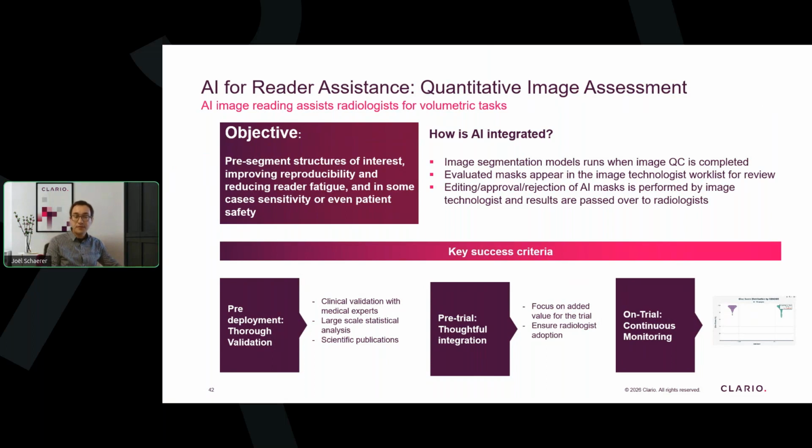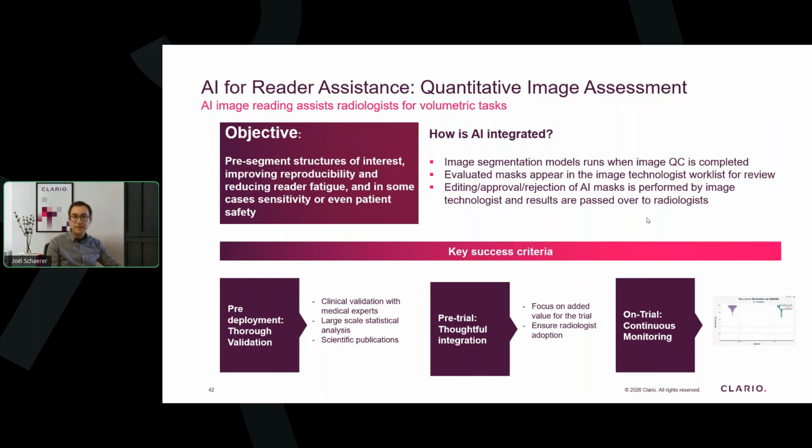However, if we want these read assistance models to be successful, they need to be deployed thoughtfully. This includes three key success criteria. The first is pre-deployment. Before we even think about deploying AI in a clinical trial, we need thorough validation, meaning clinical validation with medical experts, and large-scale statistical analysis. Regular software testing is not appropriate for AI models. We need large-scale analysis since the models are not deterministic, in order to assess at scale their performance and their behavior on different populations. And lastly, but importantly, we try to publish our results in scientific conferences or journals in order to increase our trust in the models.